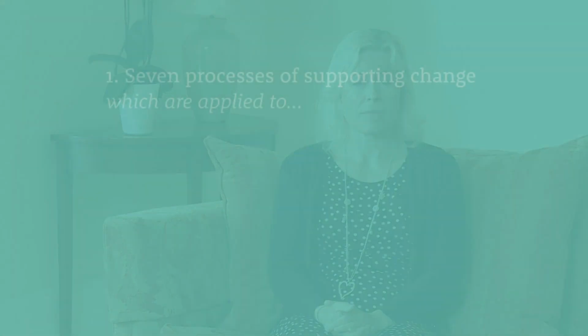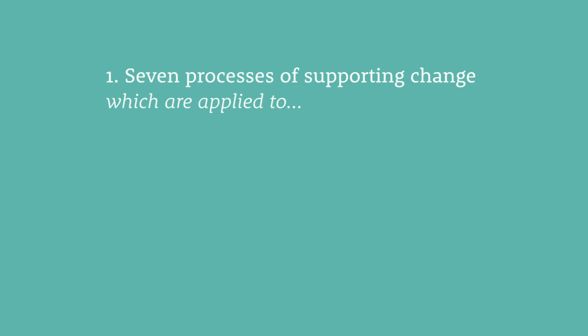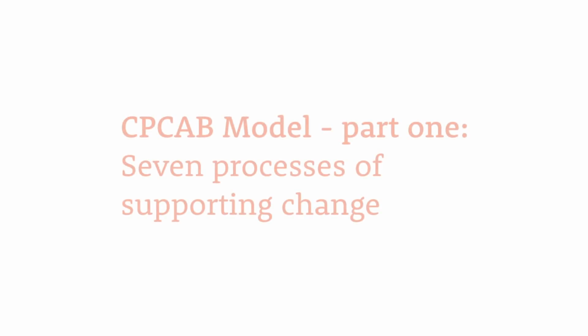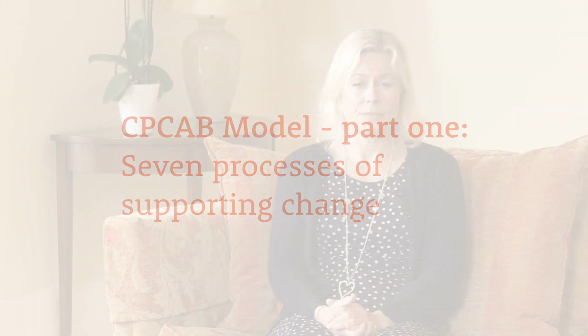The CPCAB model has 3 parts. Each part is generic, which means that it applies to all counselling approaches. 1. 7 processes of supporting change. These are applied to 2. 3 levels of client change. It can be divided into 3 dimensions of change. This first part of the model applies to both helpers and counsellors, while parts 2 and 3 concern working as a counsellor rather than a helper.